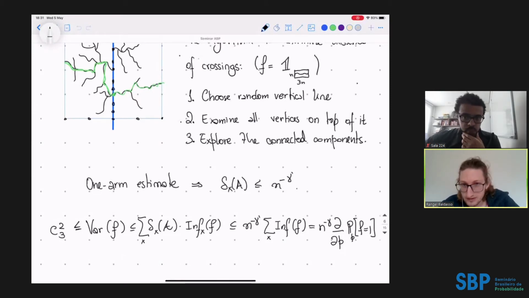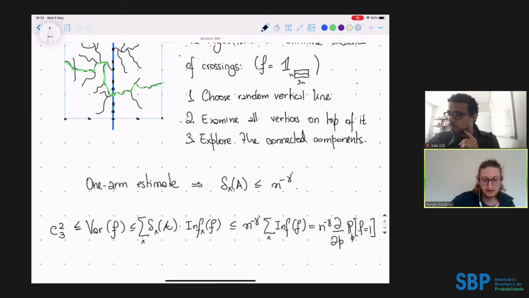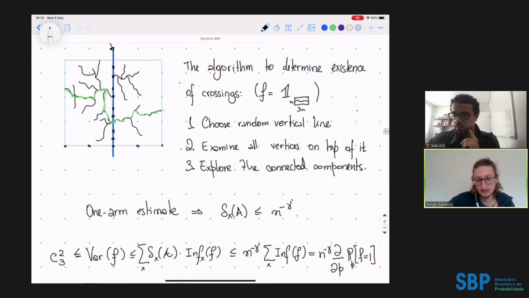Can you use extra randomness to define your algorithm? Yes, you can use extra randomness as long as it is independent of your entry. For example, here, the extra randomness is choosing a uniform vertical random line, which does not depend on your configuration.